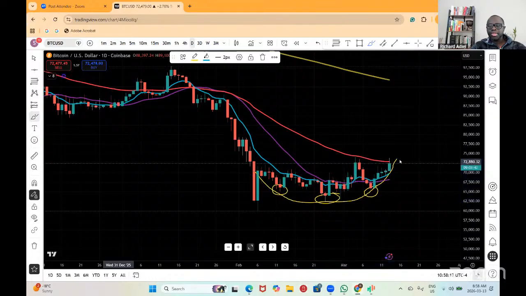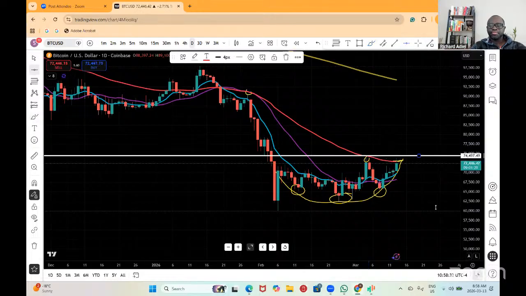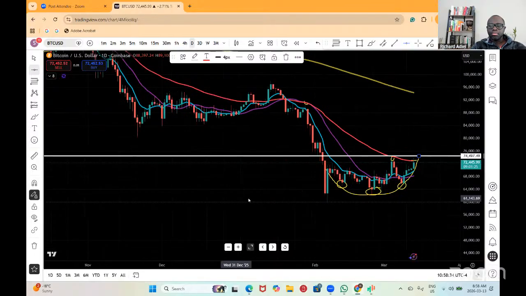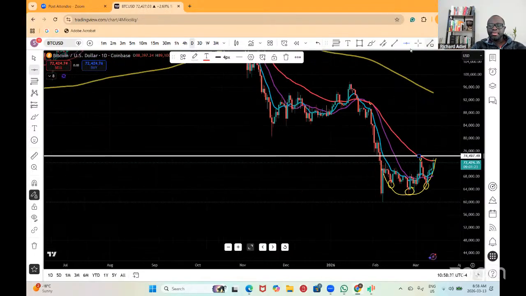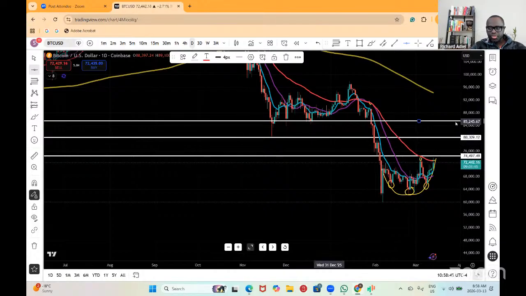So here, once we clear this red line, that has been an area where this has struggled. It came here, and here. So if we can crack it now, we can get that squeeze to the upside. My short-term target for Bitcoin is here, 80 to 85,000. That's where I'm expecting it to come to.